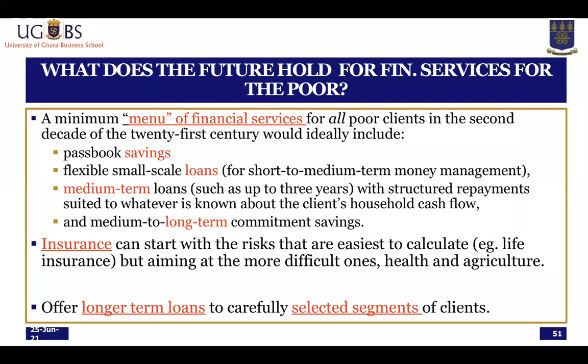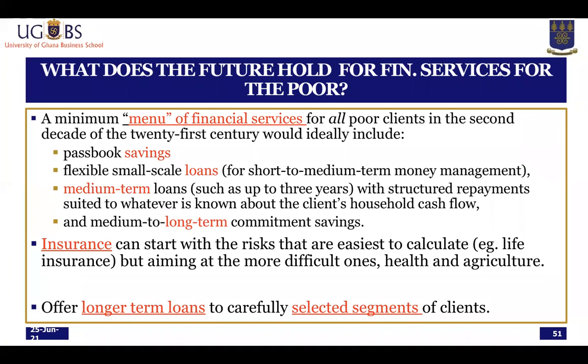So when you look at it, you realize that there is obviously a future for financial services for the poor. So, what does the future really hold for the poor in terms of financial services? We need to have at least a minimum menu of financial services for all poor clients in the second decade of the 21st century. And these should include at least some passbook savings and flexible small-scale loans. So these are short to medium term money management arrangements. Then you can also have medium term loans, which can run up to, let's say, 3 years, with structured repayments suited to whatever is known about the client household's cash flow.